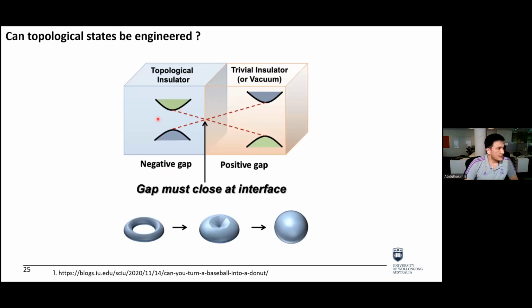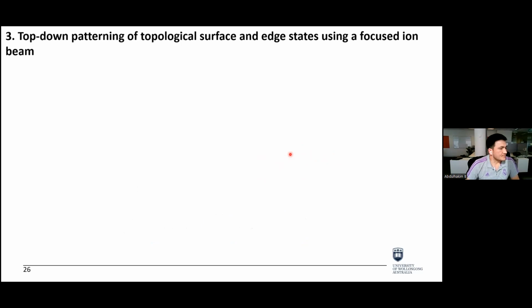We know that between topological insulators and trivial insulators, at the boundary the gap must close. This is a very interesting clue for us to engineer surface or edge states using a method where we can really create a phase change in some of the crystals.